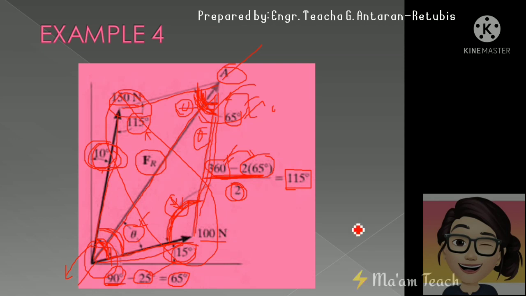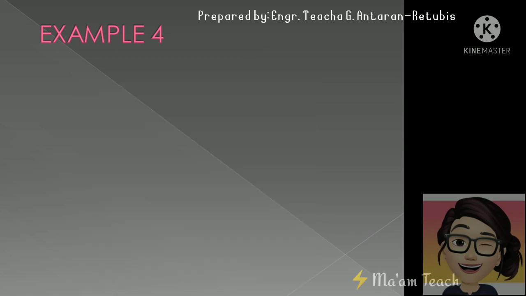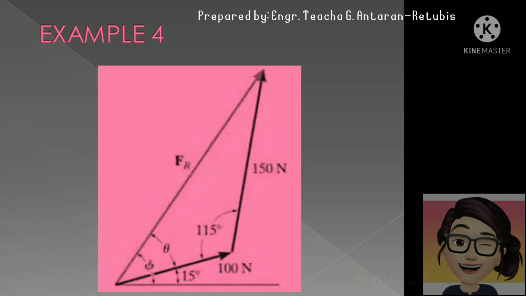Now, if we isolate the part which is the triangle, here it is. We have there the 115 degrees. We have there the F sub R. We have the 100 Newton, the 150 Newton. And here's our angle, theta. And here, the another angle which is the phi. That is the angle phi.